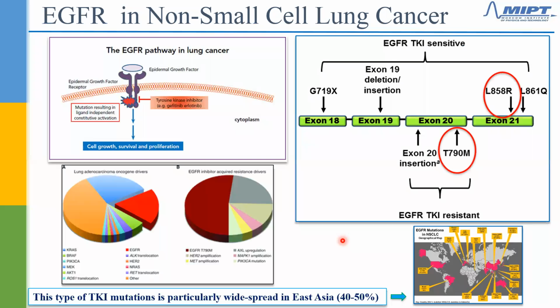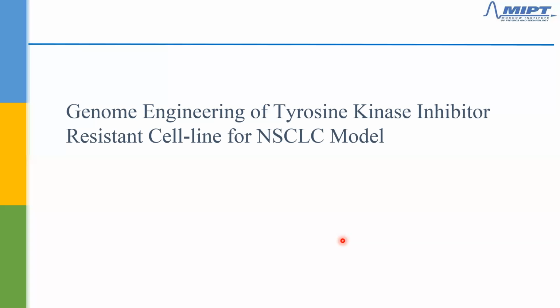So quickly, this is not as powerful, but it's the same idea. We're talking about genome engineering to generate a tyrosine kinase inhibitor resistant cell line. It will be clear in a second what it means. This is a kinase inhibitor resistant cell line in a model of non-small cell lung cancer.